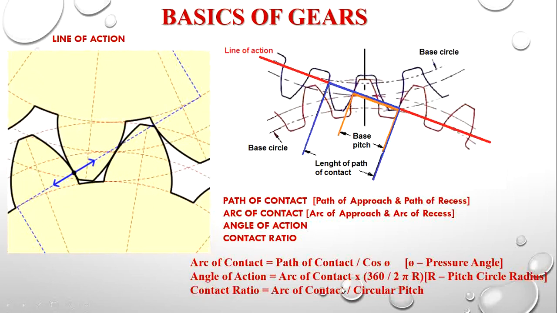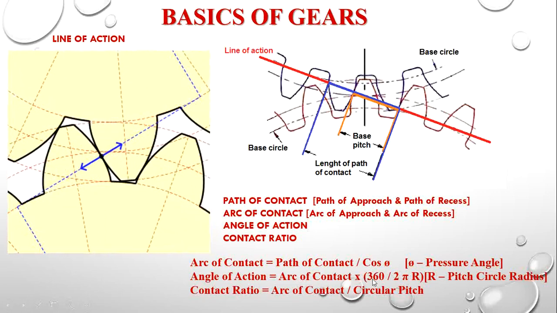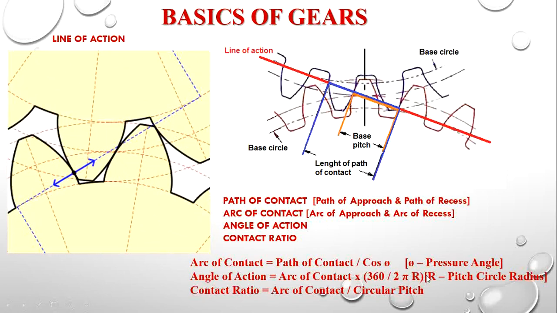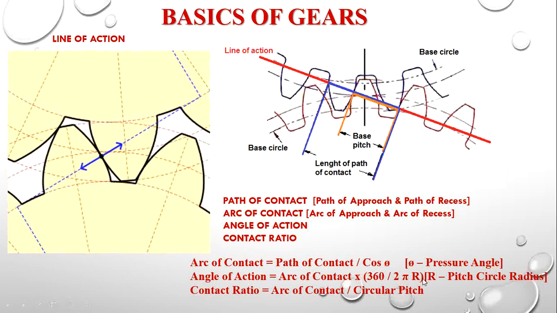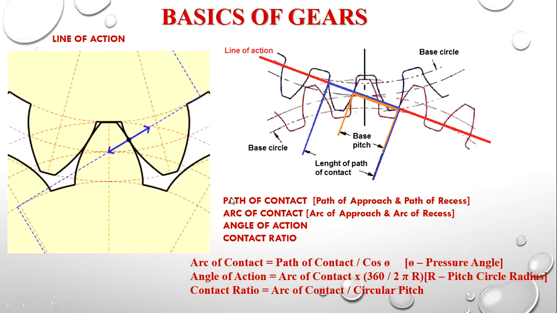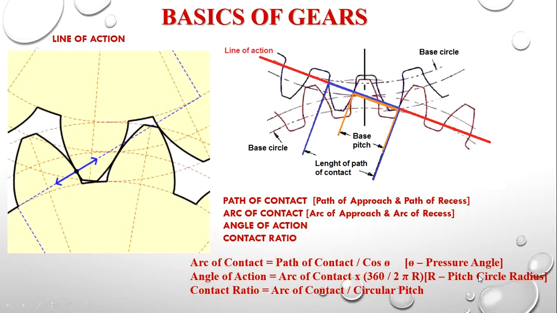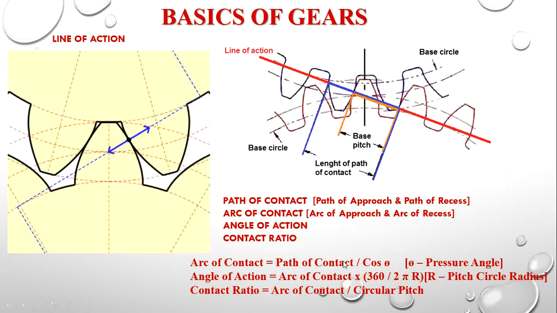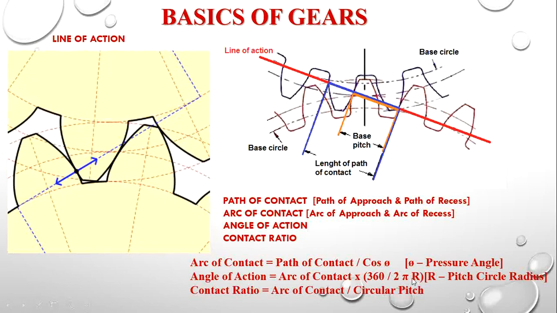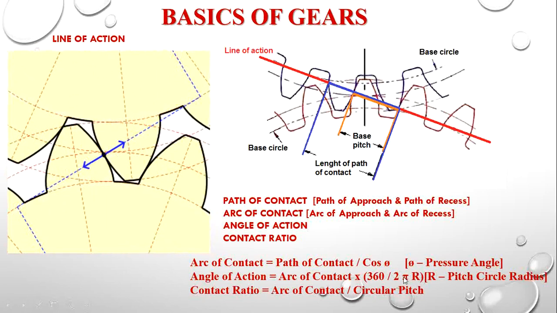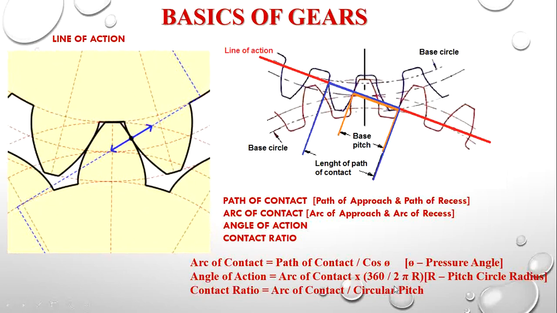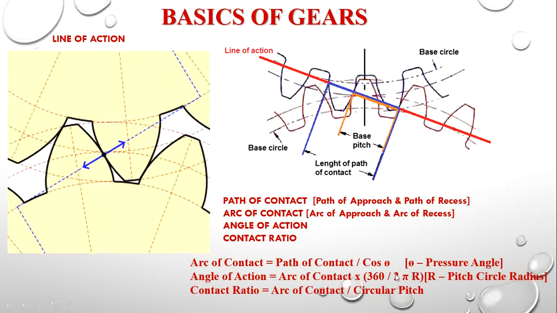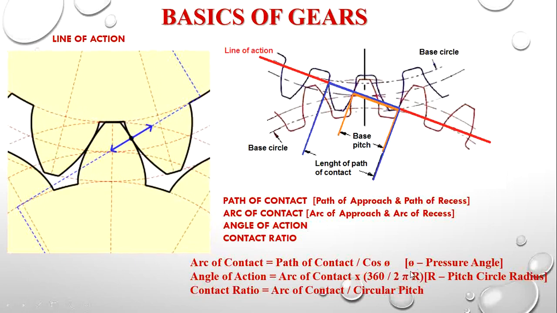The formula for that is arc of contact into 360 by 2 pi R. Here capital R is used, and R is nothing but the pitch circle radius. If we use capital R, that will be for the gear. If you use small r, that will be for the pinion. So to determine the angle of action for the pinion, we have to use the pitch circle radius for the pinion here. We just have to interchange the pitch radius for gear and pinion.